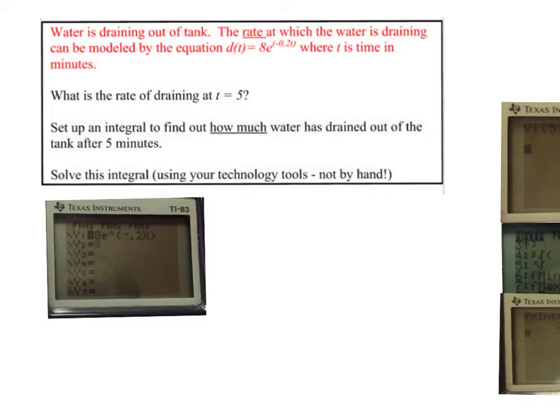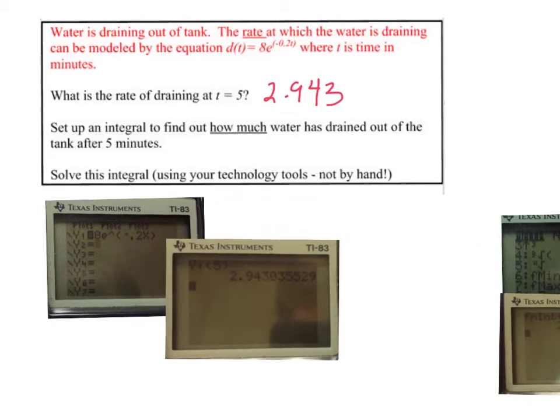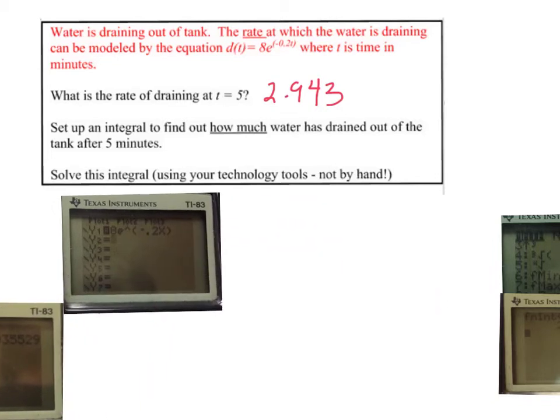So I type it in there, and then I say, well, I want to know what it is at 5, so I could either do a table or I could use some function notation. I did that right here. I just plugged 5 in. So, you go to vars and get your y1, and just make sure you put parentheses around it, otherwise it multiplies it by 5. We don't want that. So the rate is 2.943. Remember, we're always using 3 decimals.